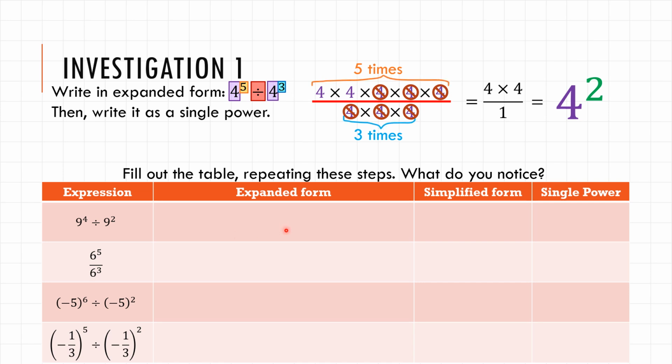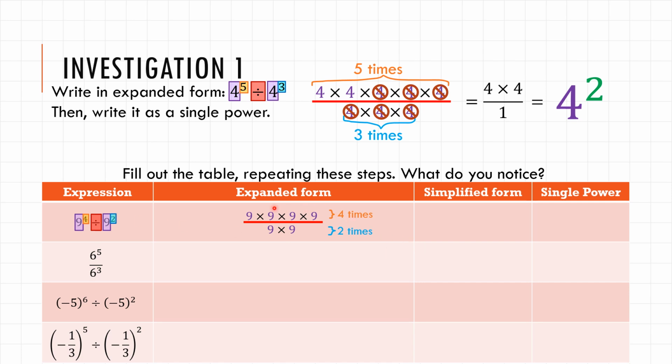So in this investigation, we're just going to fill out this table here. The first row has this expression, 9 to the power of 4. And how do I write that in expanded form? That's 9 multiplied by itself 4 times, then divided by, so I'll put the line under it to indicate that it's sort of like a fraction. And then I'll put 9 to the power of 2, which is 9 times itself 2 times.